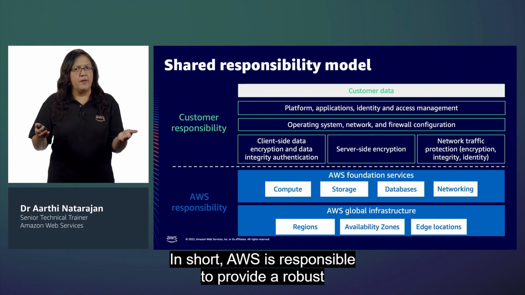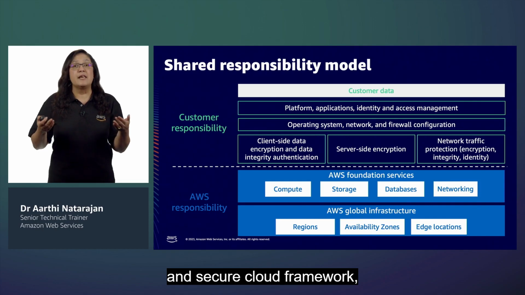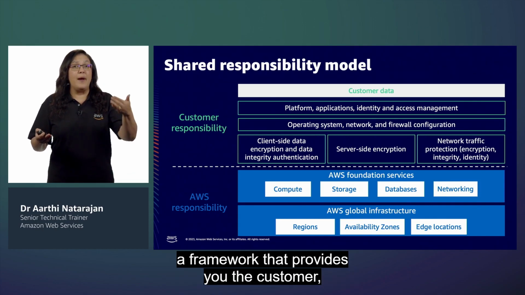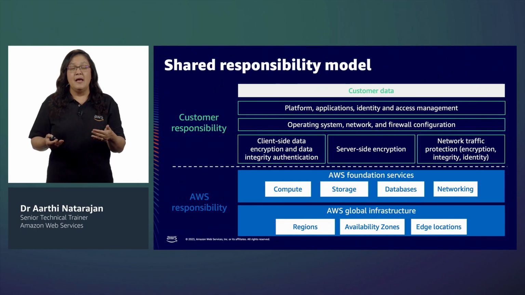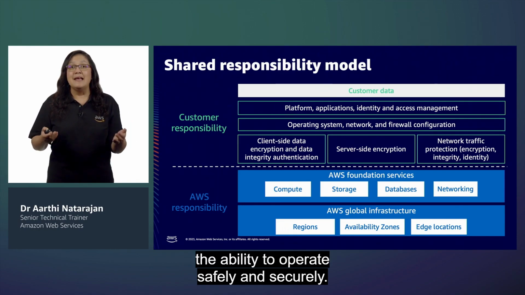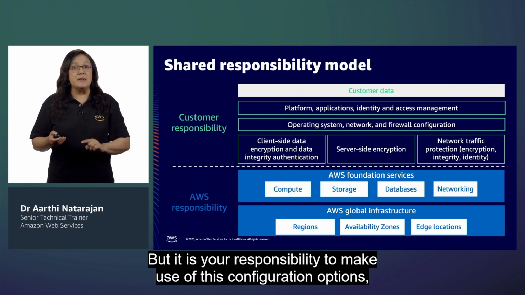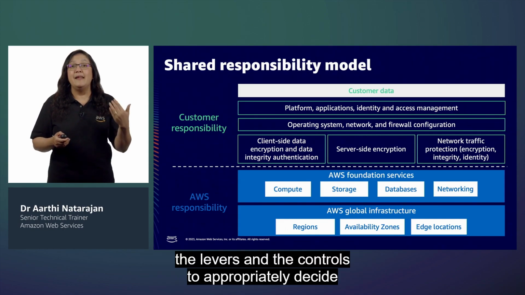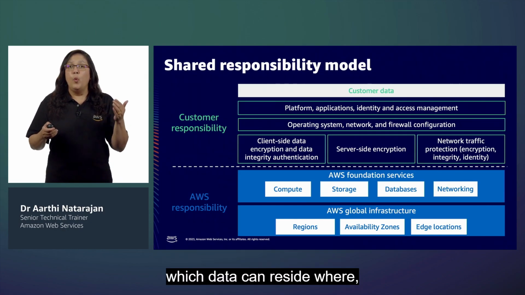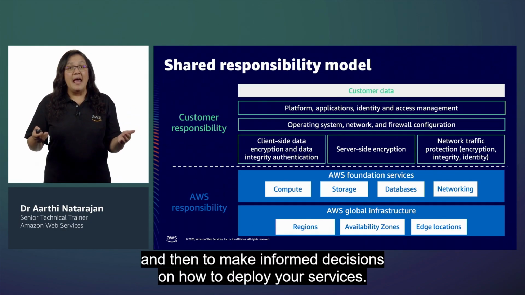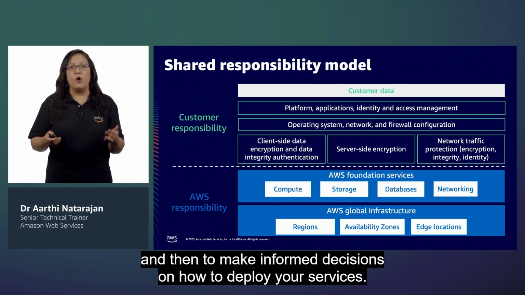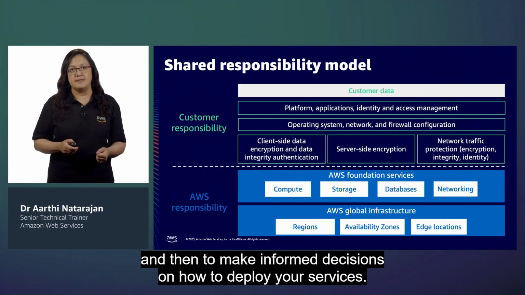In short, AWS is responsible to provide a robust and secure cloud framework, a framework that provides you, the customer, the ability to operate safely and securely. But it is your responsibility to make use of these configuration options, the levers, and the controls to appropriately decide which data can reside where, and then to make informed decisions on how to deploy your services.